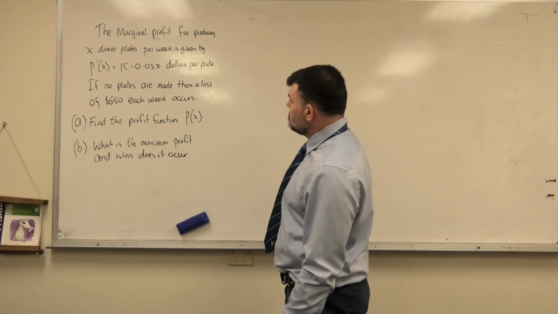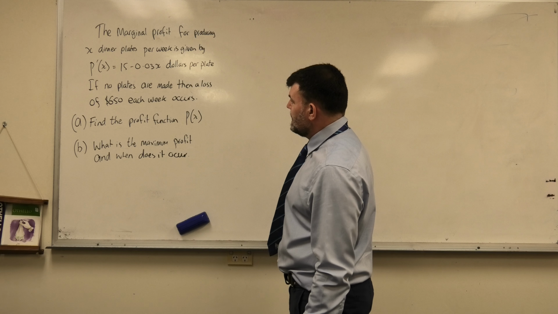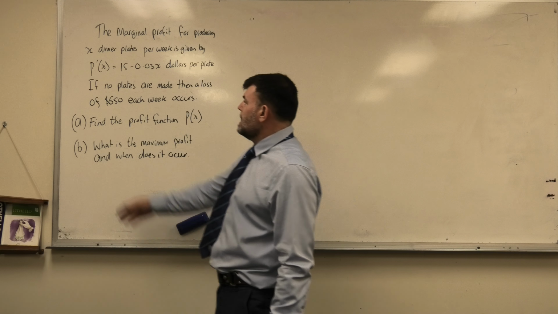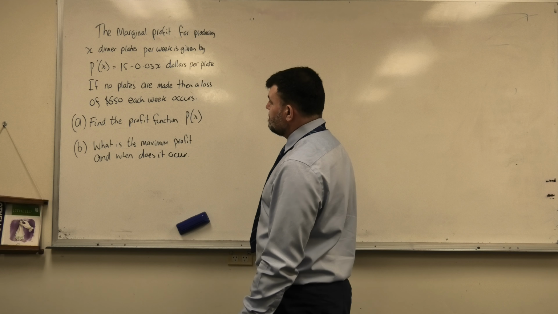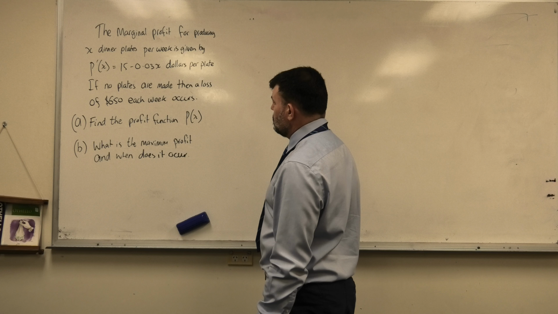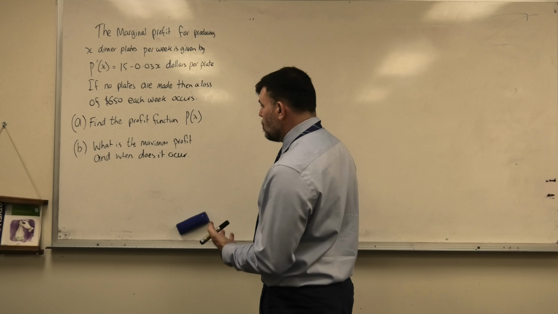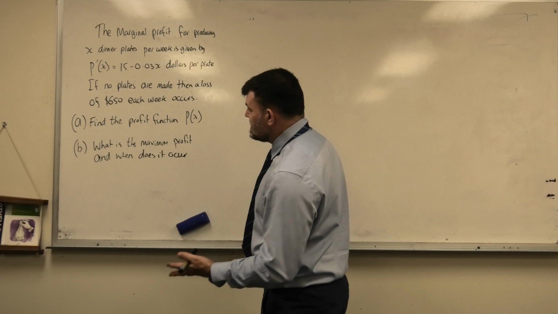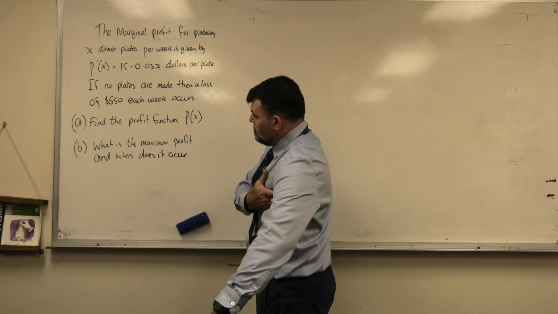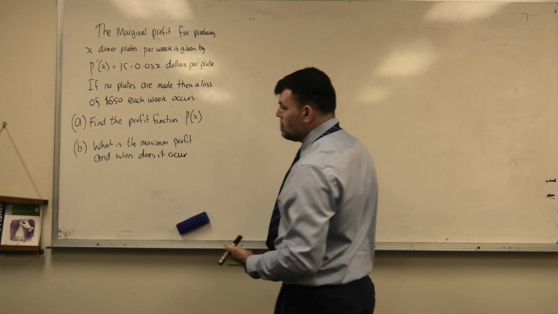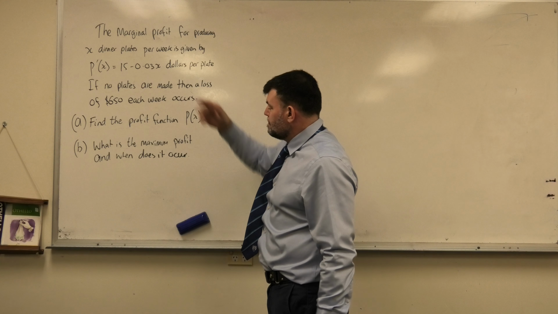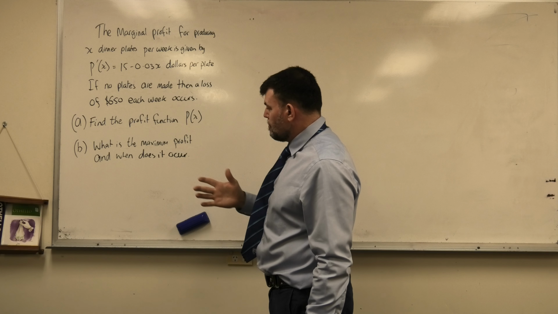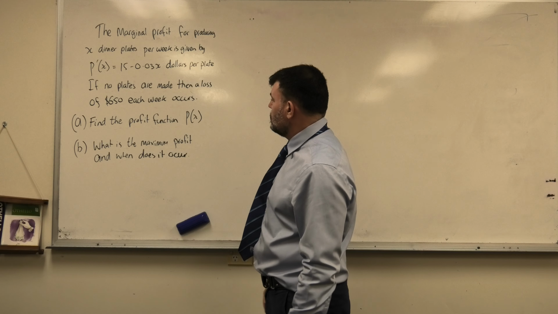So we've got the marginal profit for producing x dinner plates per week is given by the function P'(x) equals 15 minus $0.03x per plate. If no plates are made, then a loss of $650 each week occurs. So the first question it wants us to do is find the profit function, so find the integral of this, and then what is the maximum profit and when does this occur?